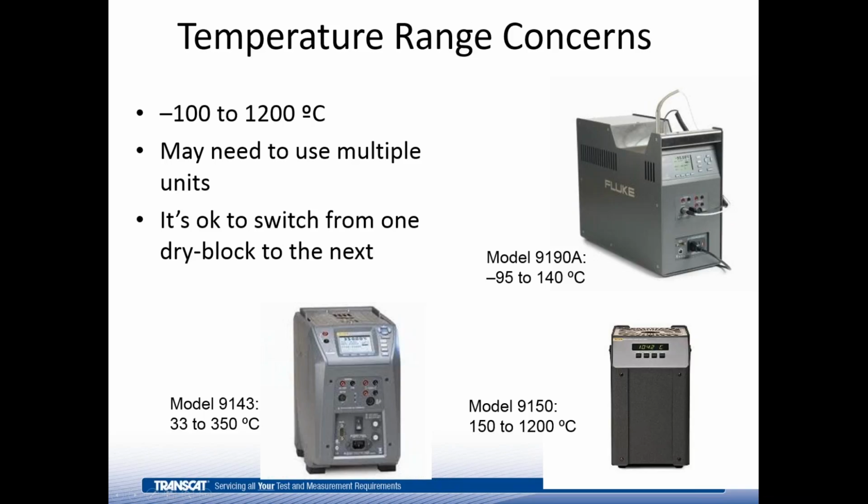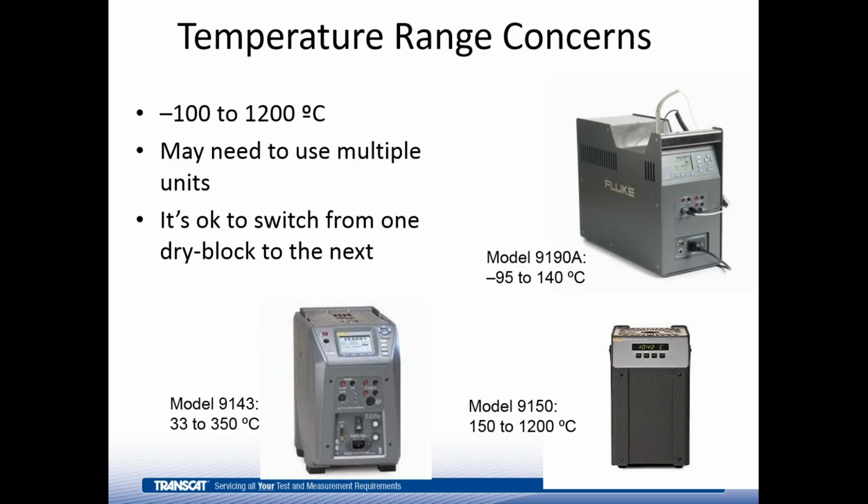Another thing we talked about is, what if my probe has a wider temperature range than my dry block? Can I use more than one dry block? And yes, of course. It doesn't matter if you have multiple calibrators. For example, if I had a probe that needed to go from -95 to 200 degrees Celsius, you can see in the upper right I've got this model 9190A that goes from -95 degrees Celsius all the way up to 140. It doesn't get me to 200.